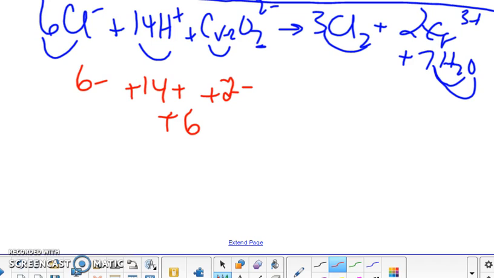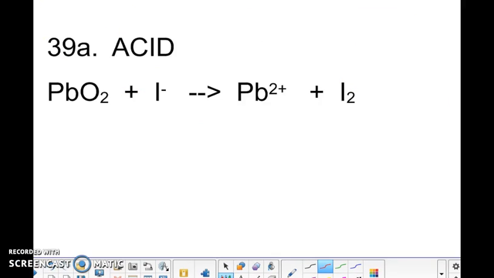Over here, I have 0 plus 6 plus 0, which is plus 6. So everything worked out as far as the atoms and the charge. Okay, so why don't you go get a piece of paper now, if you haven't done so already, and I'll put up the next one. Okay, so here is another one for you to work on.